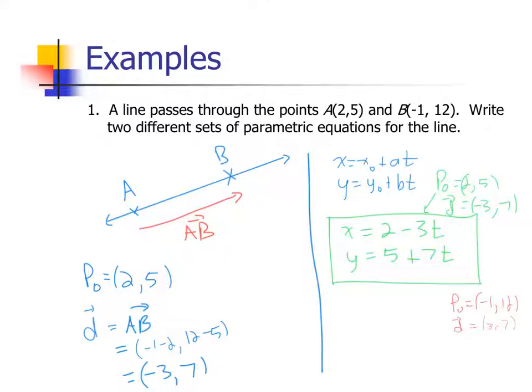So we could now say that x is -1 plus 3t, and y is 12 minus 7t. Both of these are parametric equations of the exact same line. As long as you have a point that lies on the line and a direction vector that's parallel to the line, it represents the same line.